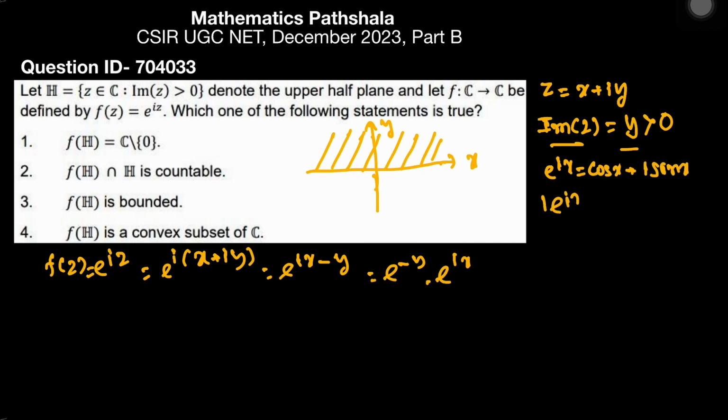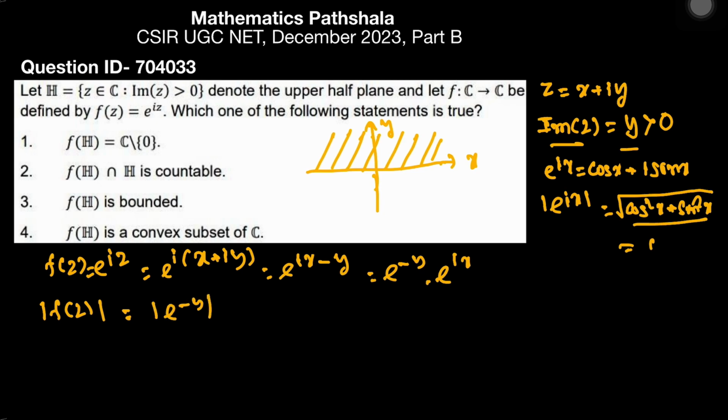So mod of e to the power ix is what? Root of cos square x plus sin square x. So this is 1. So mod of e to the power ix becomes 1. So if I take mod of f(z), we will get e to the power minus y, because mod of e to the power ix is 1. So we know that e to the power minus y is greater than 0, because the value of e is 2.7 something, so e to the power minus y should be greater than 0.